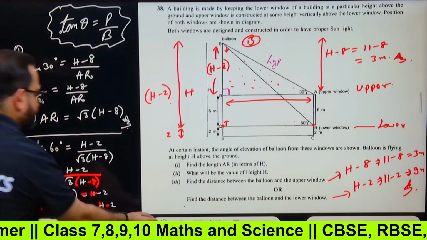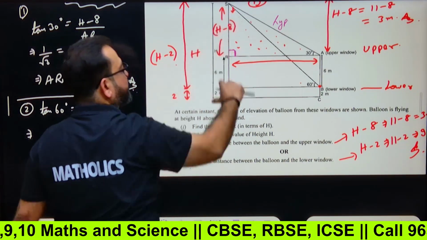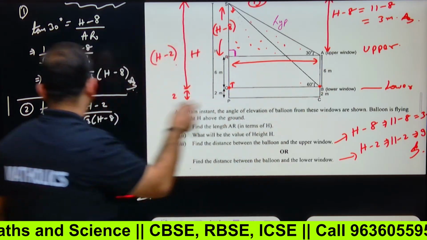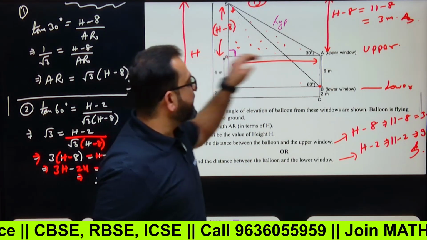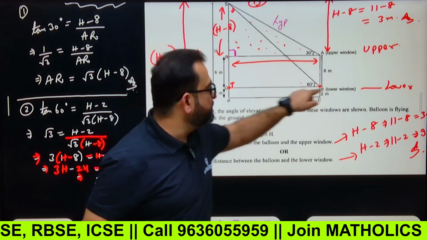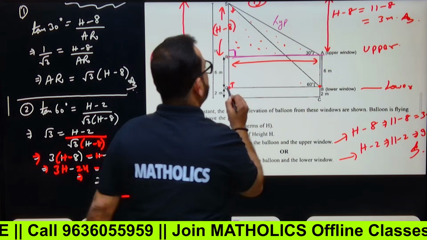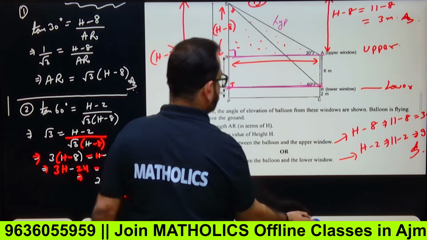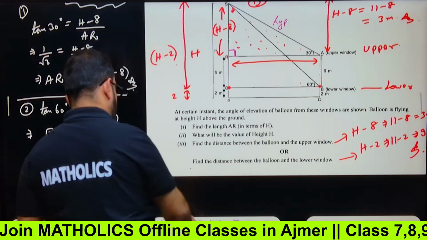So tan 60 equals what? From this diagram, you can write tan 60 equals H minus 2. This is perpendicular and this is base. This base we already found out to be root 3 H minus 8, because AR will be equal to BQ. These two lines are going to be equal. Yes or no? Right, this way you can solve.